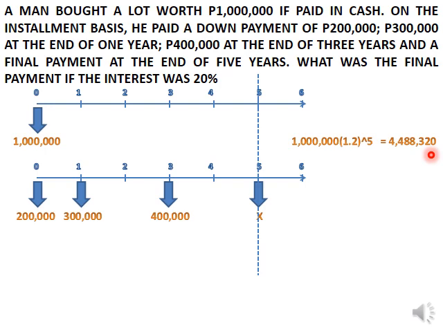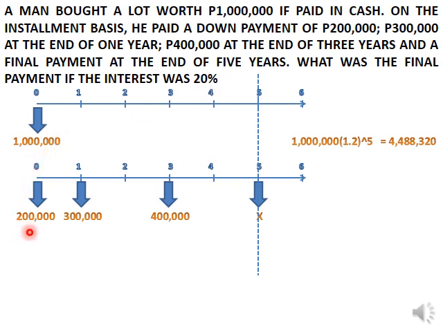Okay, now the owner of the lot says that we will compute your payment scheme such that its effect is equivalent to 4,488,320 after 5 years. That is in order to be fair. Why? Because there is an available investment for this owner at the rate of 20%.